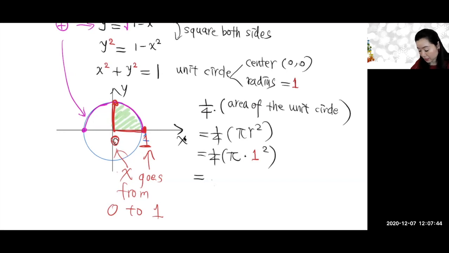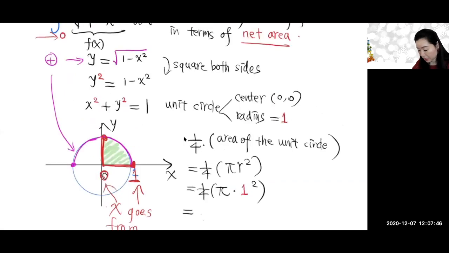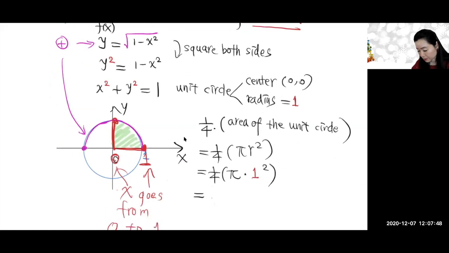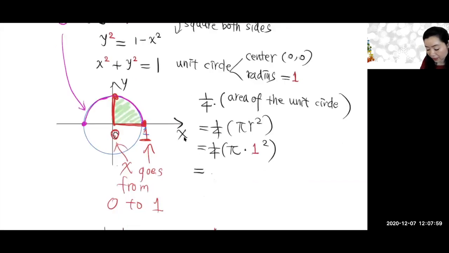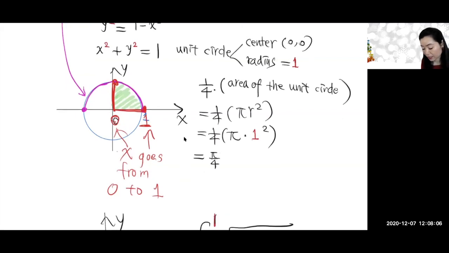So the area of this unit circle is pi. This is one quarter of the unit circle, so it's one quarter times that, which is pi over 4. Now notice that x goes from 0 to 1, so the area here is one quarter of the circle.